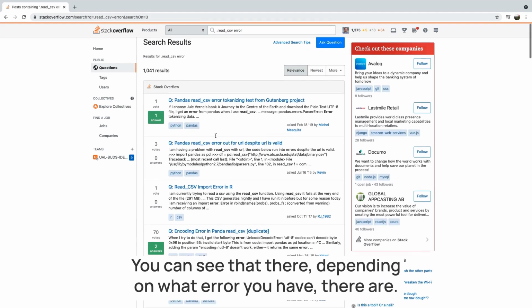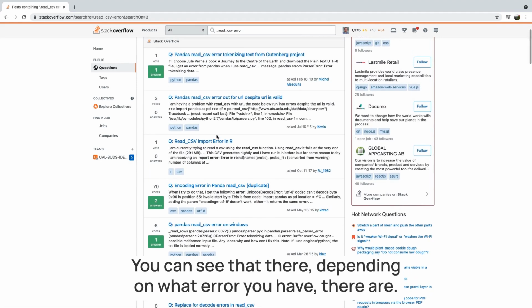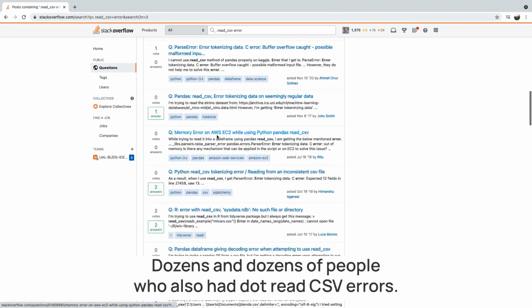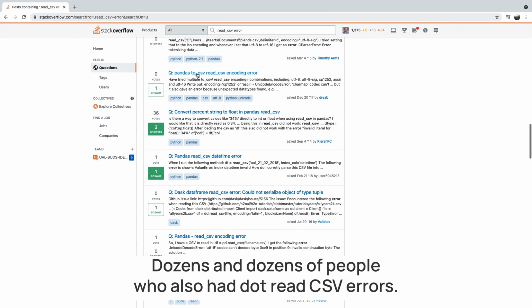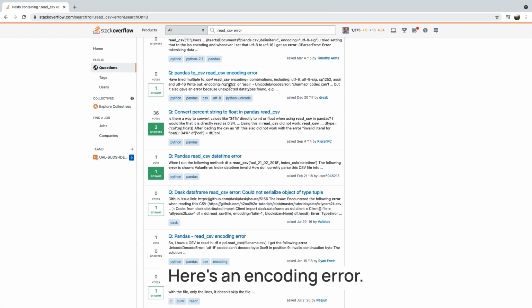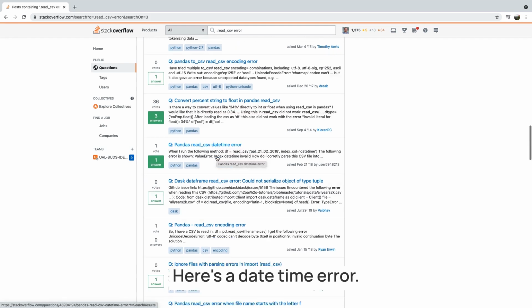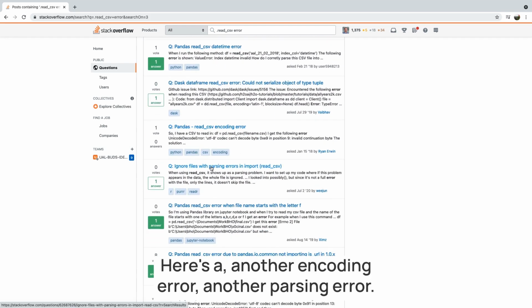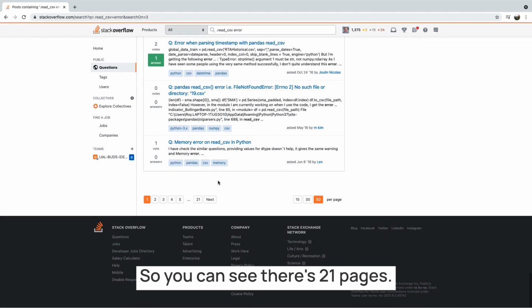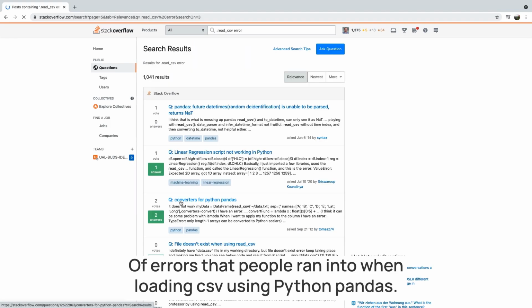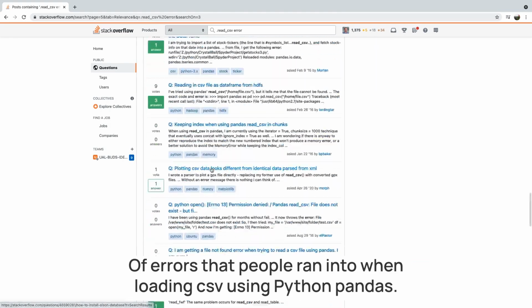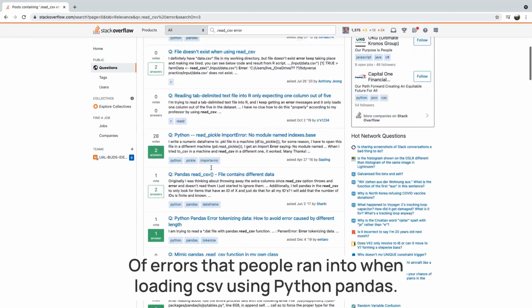Here you can see that depending on what error you have, there are dozens and dozens of people who also had .read_csv errors. Here's an encoding error. Here's a convert percent string to float error. Here's a date time error. Here's another encoding error, another parsing error. So you can see there's 21 pages of errors that people ran into when loading .csv using Python pandas.